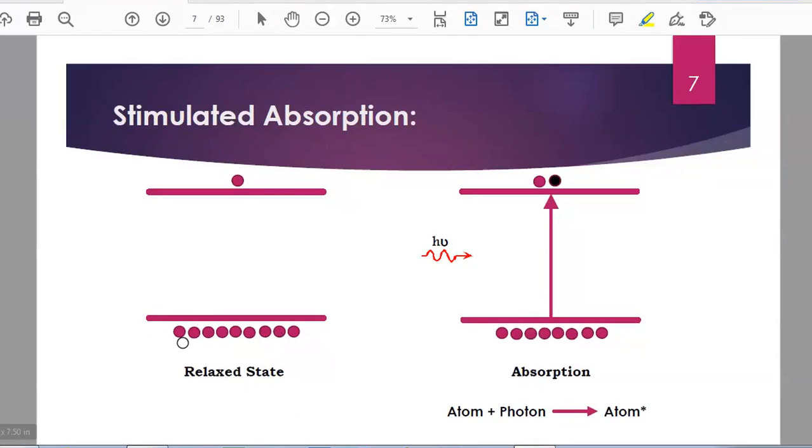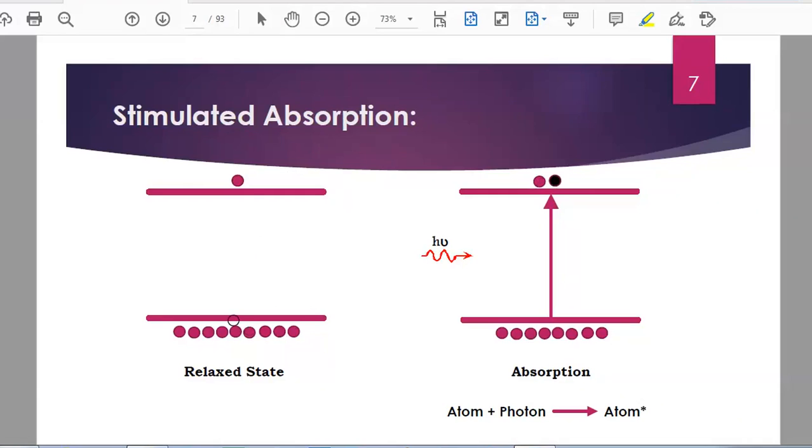In this part the number of particles is maximum in the ground level, very few, one or two maybe, in the upper level. Now what happens when you supply this amount of energy, h nu? One of the atoms will absorb this energy and reach the upper level there. You see the color I have changed, it's black now. In the first diagram it is 9 and 1, in the second it is 8 and 2, but the total will always be 10. At any moment you consider, the total number will be 10 only.